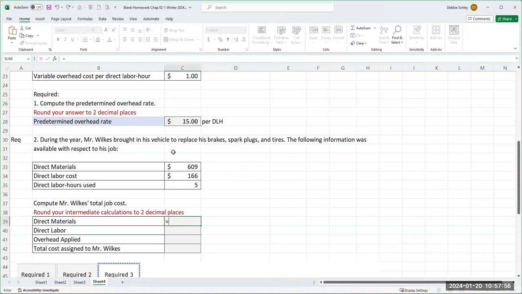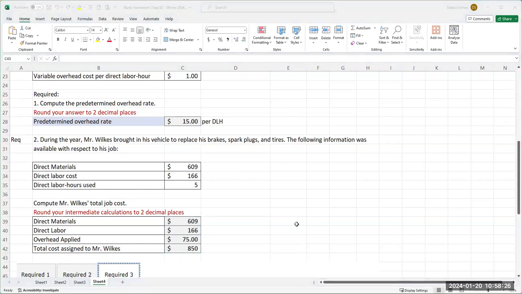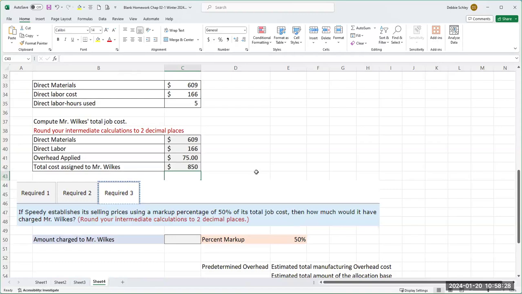So they gave me direct materials. They gave me direct labor. Then overhead applied is going to be that 5 direct labor hours used times the predetermined overhead rate that we decided. So the total cost then is going to be the sum of those 3 numbers for this job. Okay, now here comes the tricky question that a lot of people get confused on. So we just remember required two, we figured out how much the job cost.